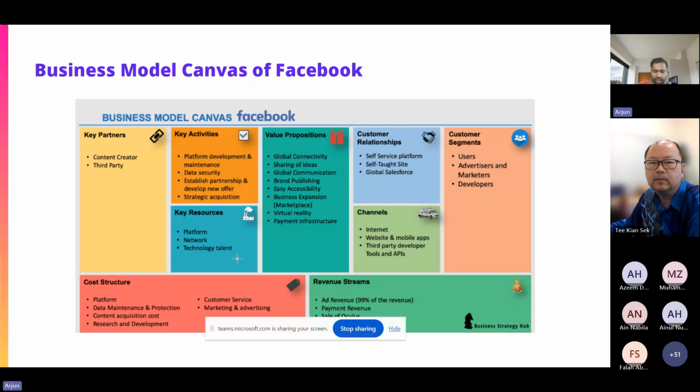So where are they spending money? Of course, to develop this platform, to maintain this platform, to keep the platform always up to date, they need to spend money. To maintain all the data, to protect the data, they need to spend money. Sometimes they can acquire content from third-party marketers, content creators, so they spend money.